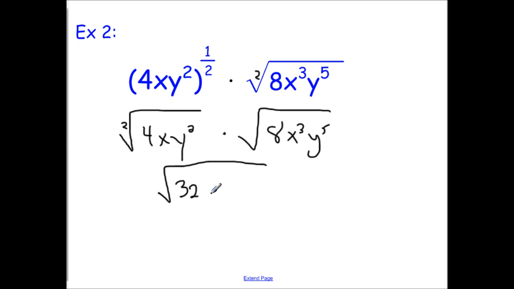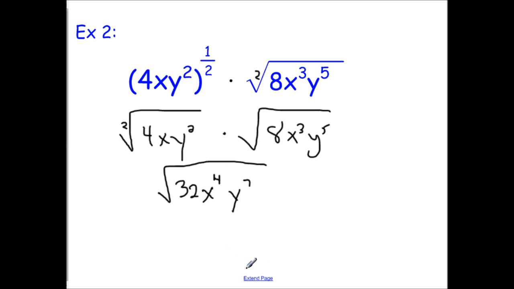X times x to the 3rd is x to the 4th. And y squared times y to the 5th is y to the 7th. And so we can take the square root of any of these things. We'll do that to simplify it.